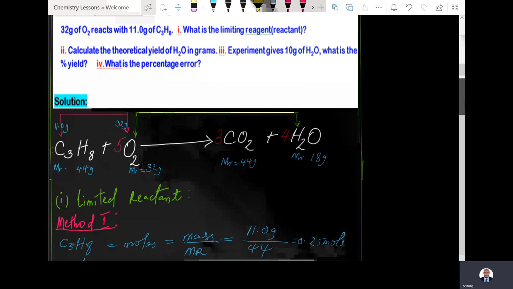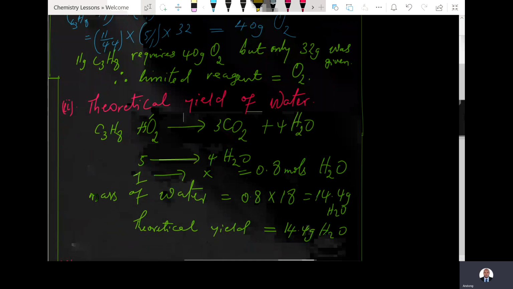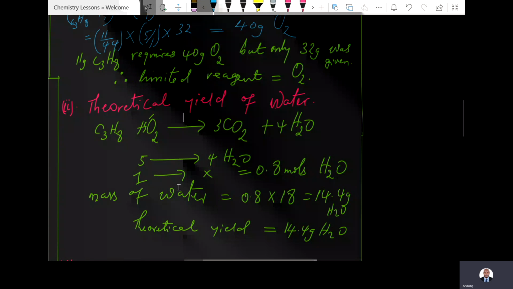If we do that simple proportion, 5 moles of oxygen gives 4 moles of water. Then 1 mole of oxygen that was calculated will give 0.8 moles of water. These are the moles of water. In order to have the mass of water, we multiply the moles by the molar mass of water, and the MR of water is 18. So 0.8 times 18, we have 14.4 grams of water. This is the theoretical yield.